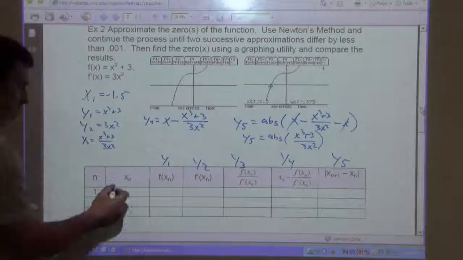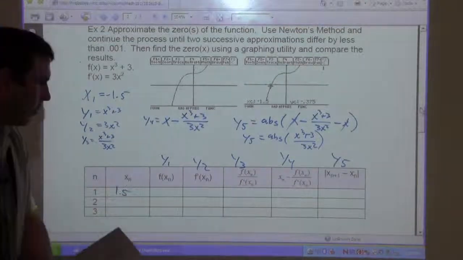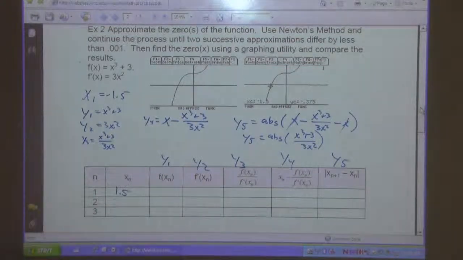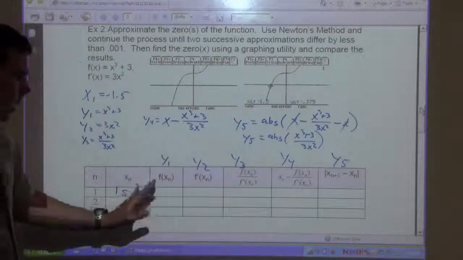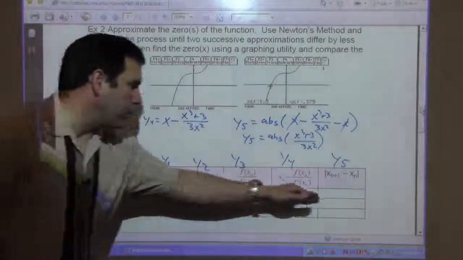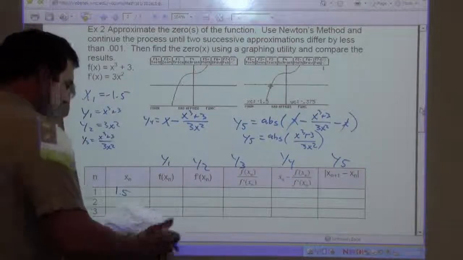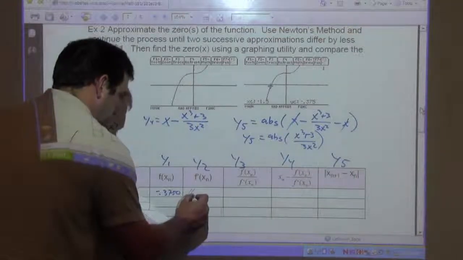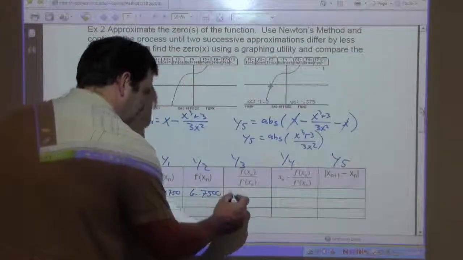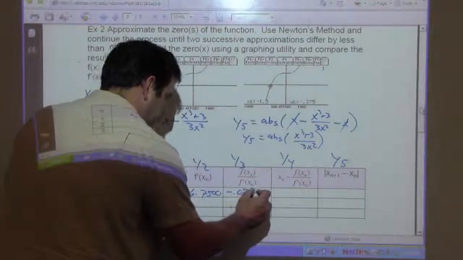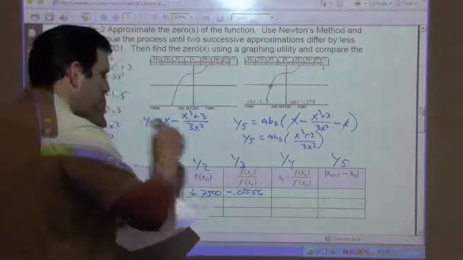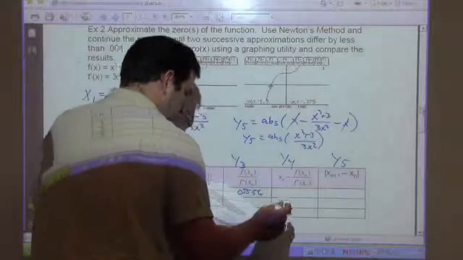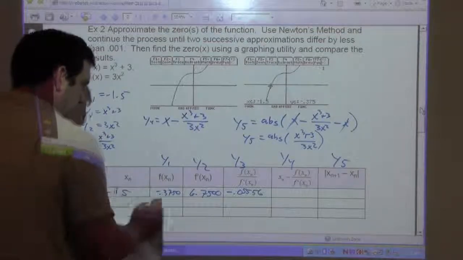So when I go in the table format, I type in negative 1.5. Table is the F5 when you're in the graph mode. It fills the rest of these in. Boom, boom, boom, boom, boom. So this becomes negative 0.3750. This is 6.7500. This is negative 0.05556. Here we're doing this value minus this value, double negative, so sorry, it's negative 1.5.